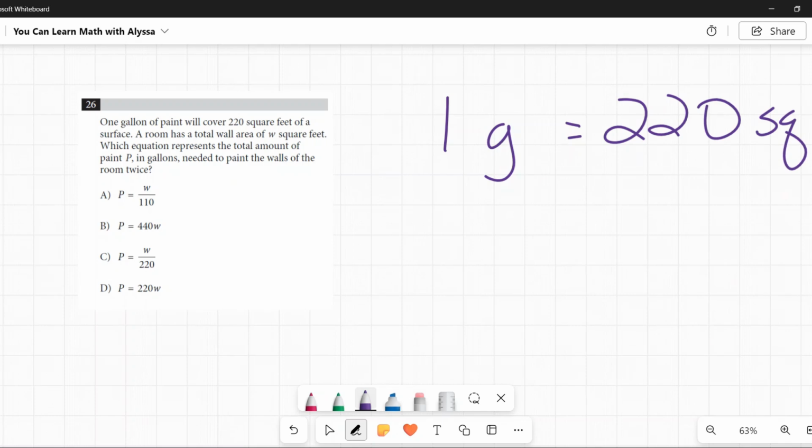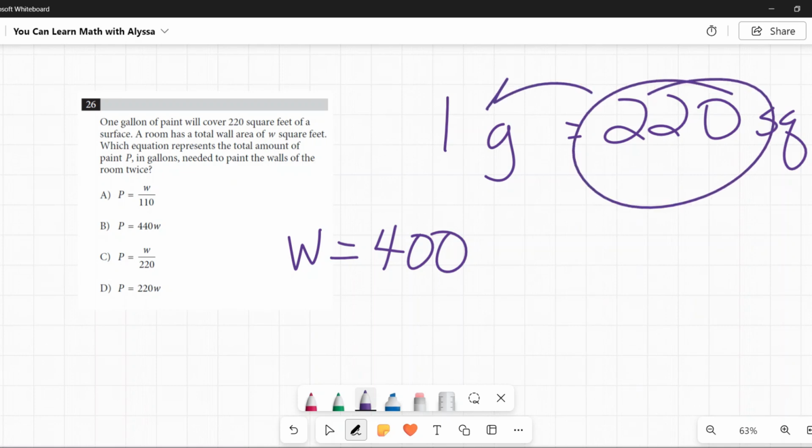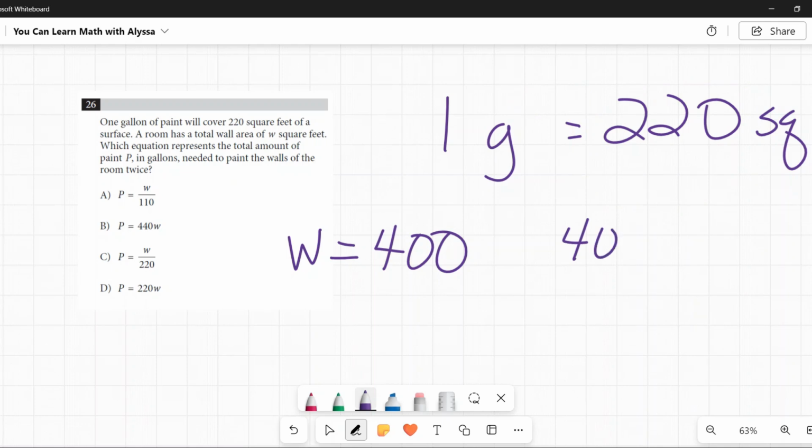A room has a total wall area of W square feet. Let's pretend for a second that W is equal to, let's say, 400 square feet for this wall. It's a very tiny room. It's a little room, 10 by 10. So okay, 10 by 10 room, 10 feet high ceilings, 400 square feet. All right. How would I figure out how many gallons of paint I would need? I would say, okay, 220 square feet per gallon. Let's divide 400 by 220 to see how many gallons I need.